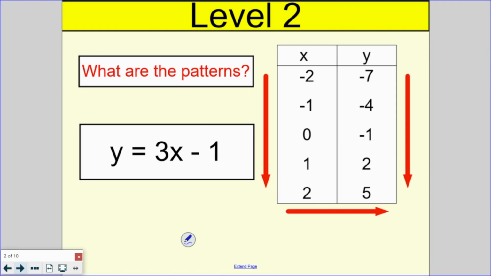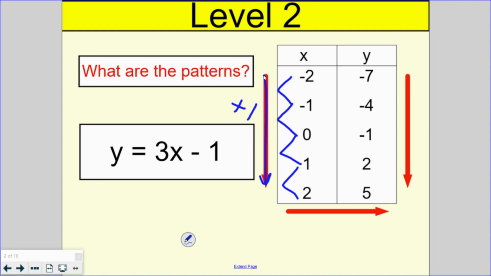And I want us to start recognizing what the patterns are. What are our patterns here? If we look coming down this x column, going from negative 2 to negative 1, negative 1 to 0, 0 to 1, 1 to 2, we recognize a pattern. And yes, on that x column, we're adding 1 every time.